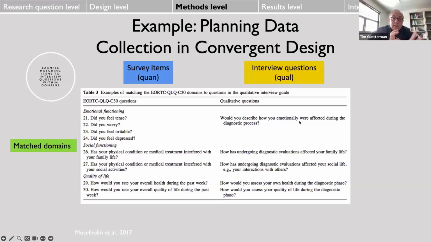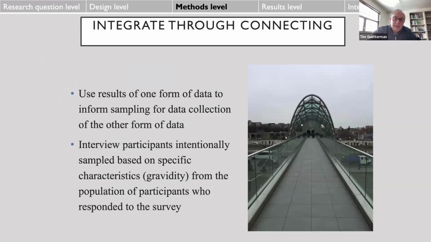But this is a really systematic way of planning for integration through what you might call matching. So another way to think of integration is integration through connecting. So here you're using the results of one form of data to inform sampling for the other.